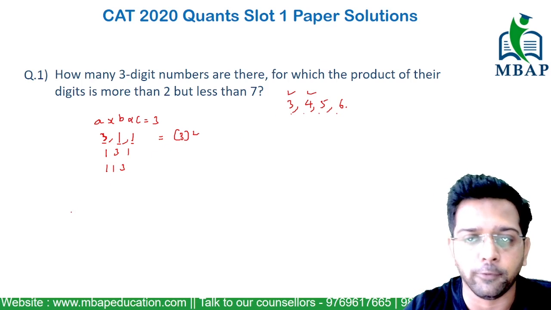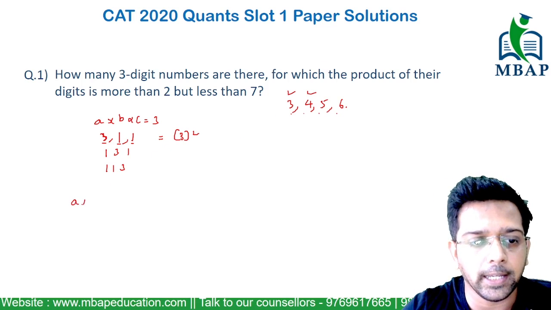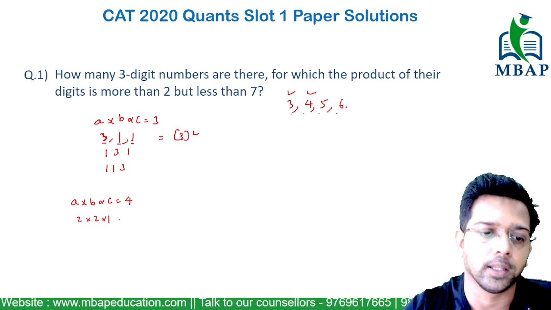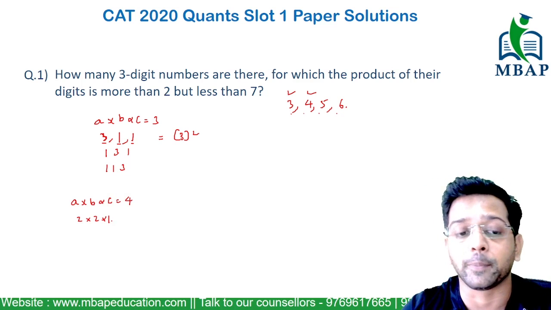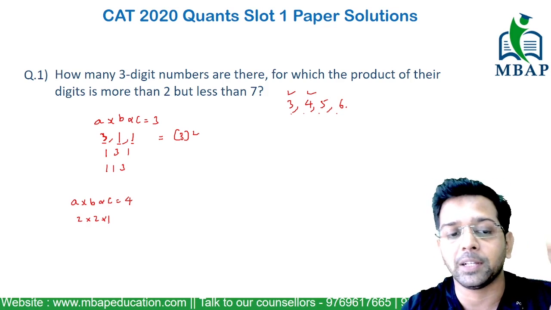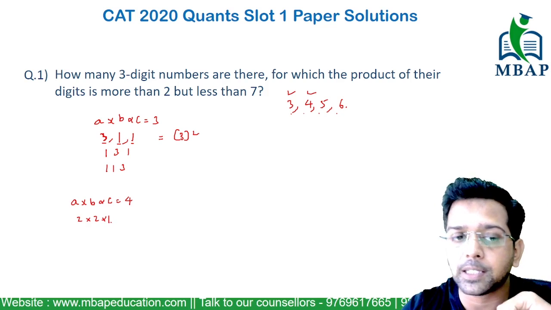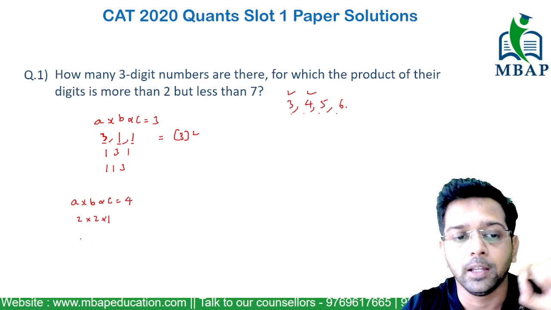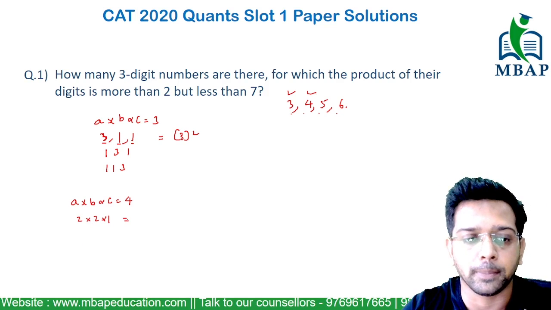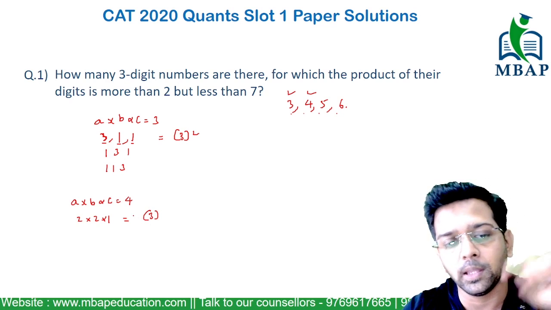Let's stick to 4. You want A into B into C to be equal to 4. How many ways can you do it? One of the ways is 2 into 2 into 1, with various permutations. In how many ways can you accommodate 2, 2, 1 at 3 places? Just like 3, 1, 1, here 2 is a repetition. So the number of possible cases here would also be 3: 2, 2, 1; 2, 1, 2; 1, 2, 2.